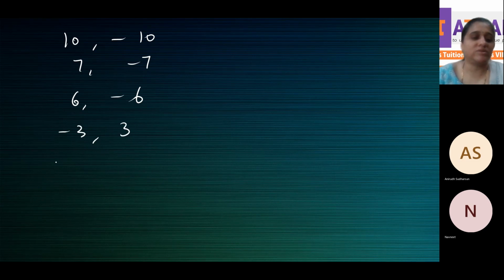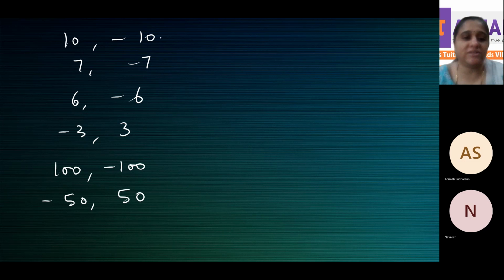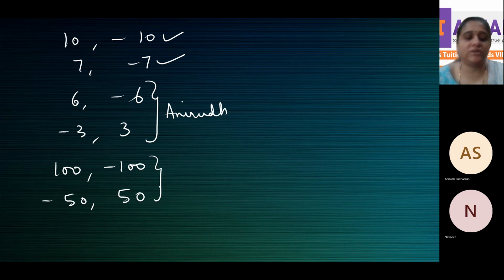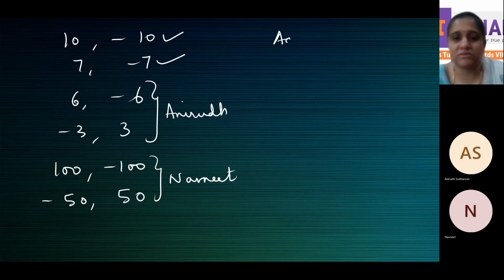So now see here, 10 and minus 10, 7 and minus 7, 6 and minus 6, minus 3 and 3. Supposing 100 and minus 100. Supposing minus 50, then plus 50. Now I'll read these two for you. Anirudh will read this. And Navneet will read these two. Okay, ma'am. Now listen to me carefully. 10 is the additive inverse.